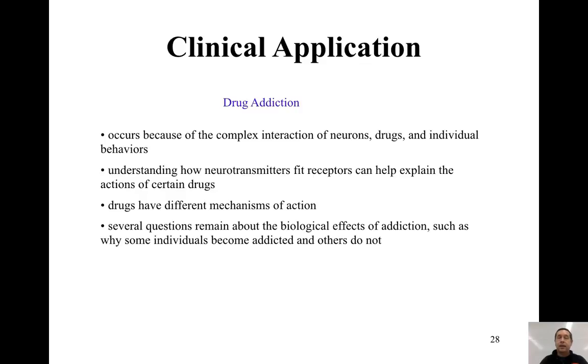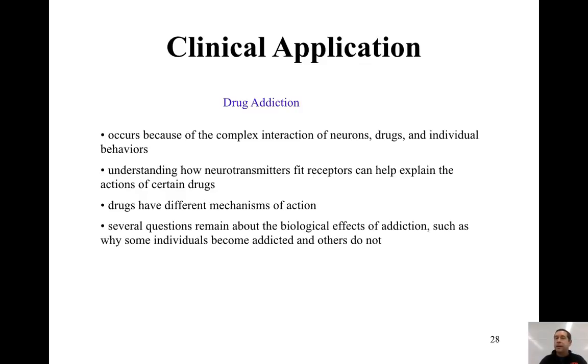Finally, drug addiction. Neurotransmitters oftentimes can be used to explain how certain drugs work. Some drugs block certain neurotransmitters and stop signals, like pain signals, for instance. Some of them are going to mimic neurotransmitters and cause signals that wouldn't normally occur. But other drugs have completely different mechanisms, and some of these we understand and some of them we don't.